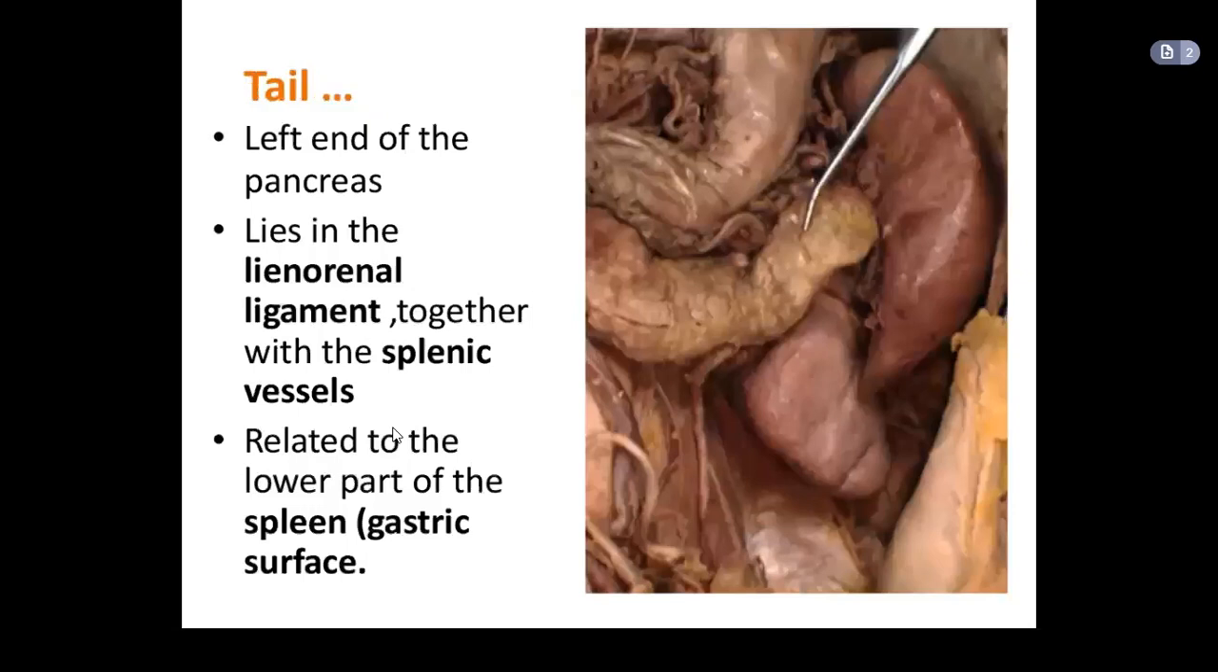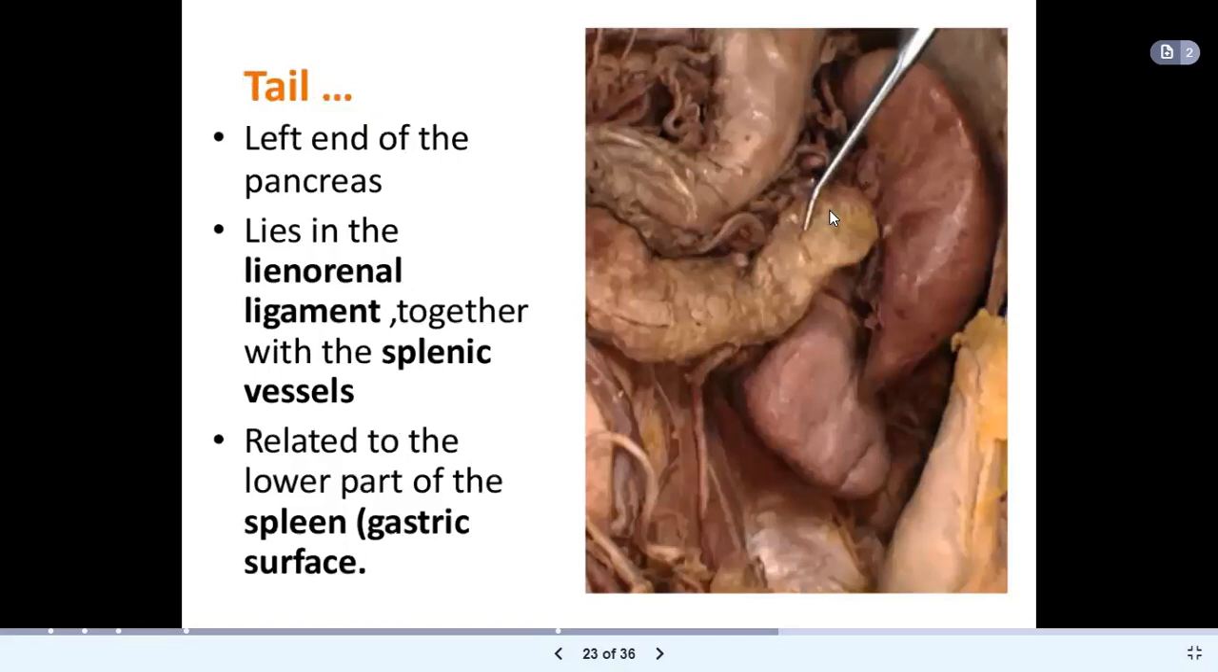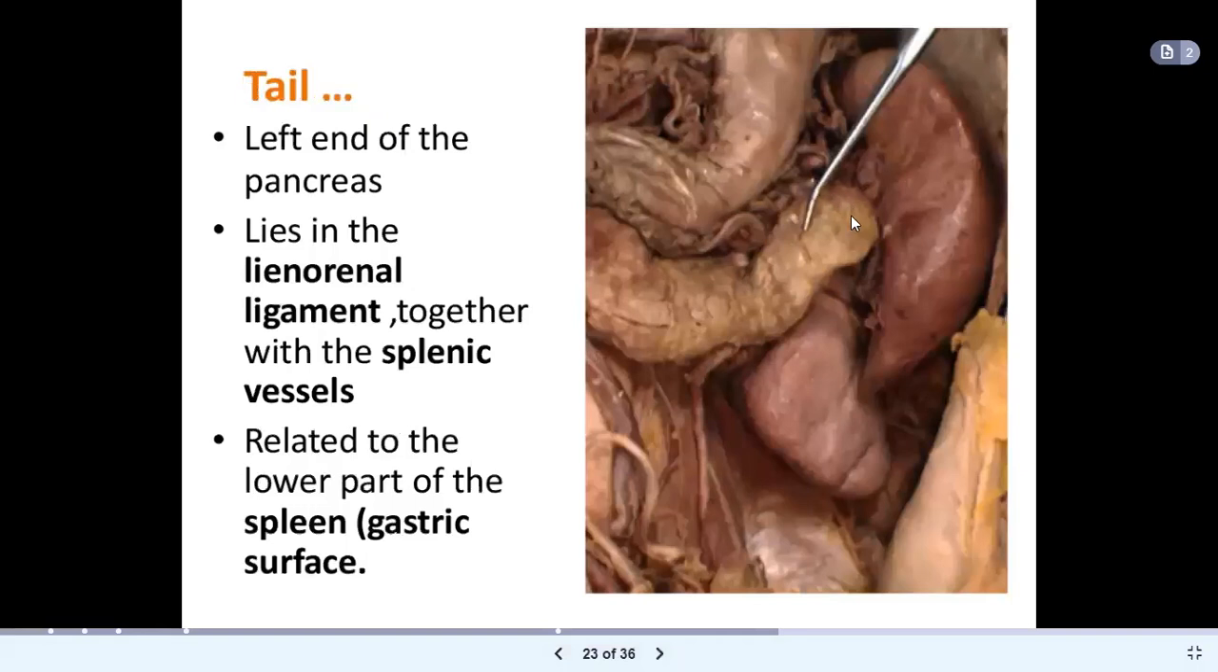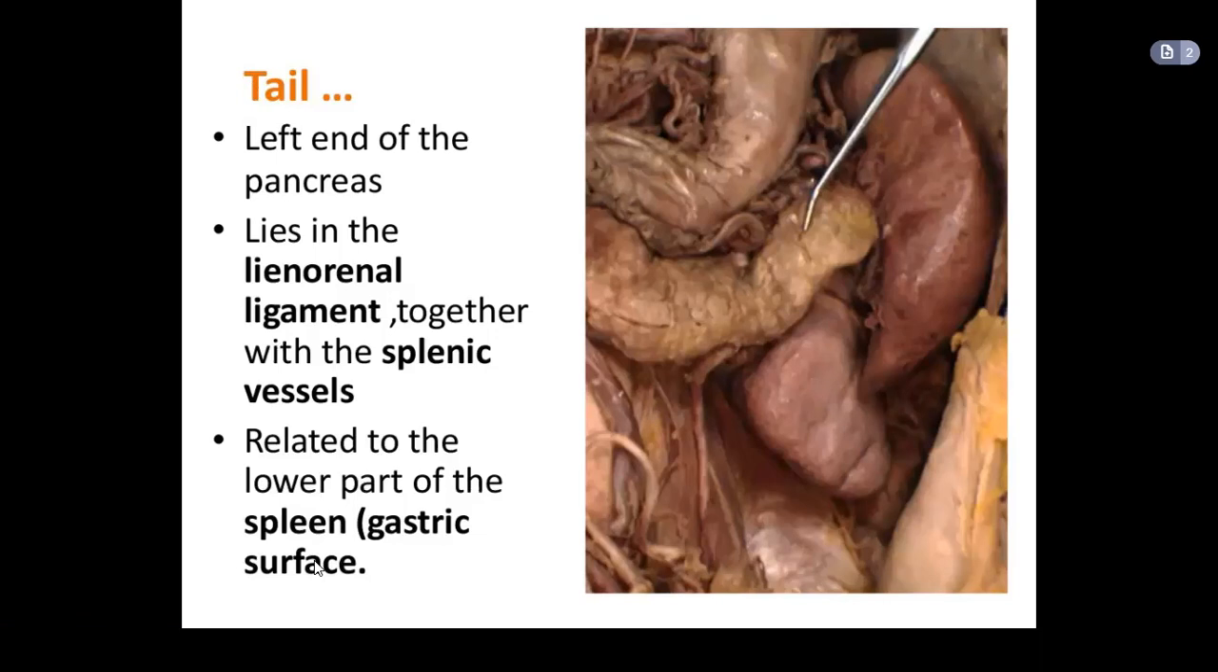Coming to the tail of the pancreas, the tail is narrow. At the left end of the gland, it passes between the two layers of the lienorenal ligament with the splenic vessels. It is the most mobile part of the gland. It is related to the lower part of the spleen, that is the gastric surface. The tail lies at the level of the lower border of the T12 vertebra.